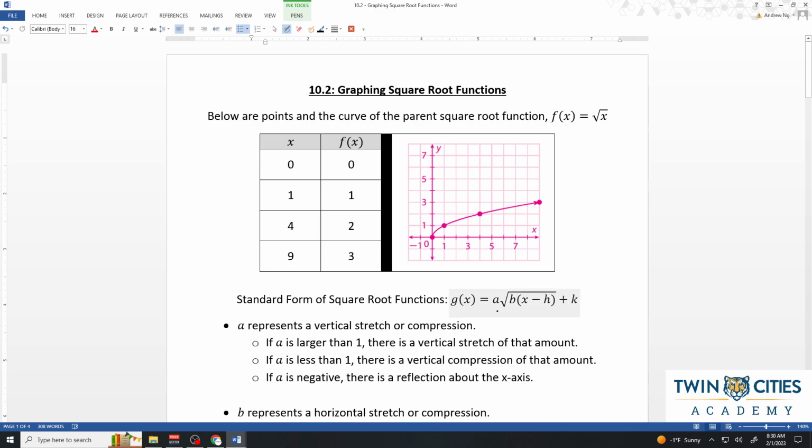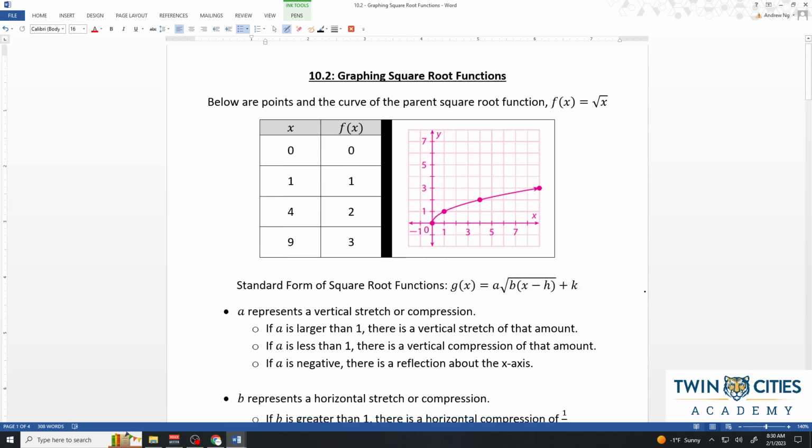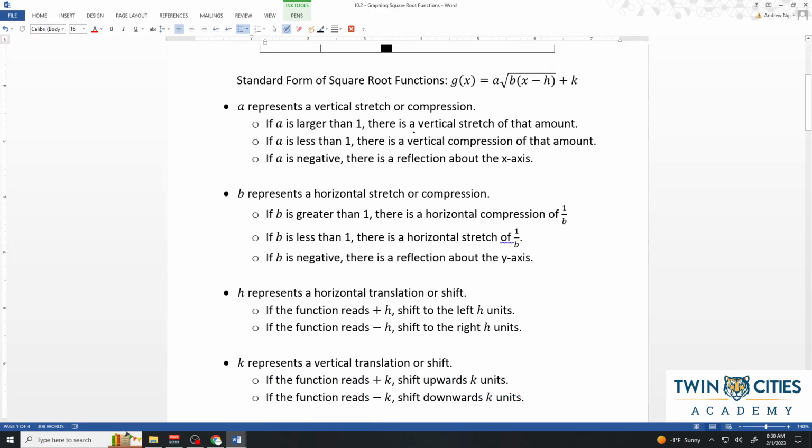g of x equals a times the square root of b times the quantity x minus h, and then on the outside here, plus k. We have seen things like this before in other functions, and it works the same. So a represents our vertical stretch or compression. If a is larger than 1, then there's a vertical stretch of that amount. If it's between 0 and 1, there's a vertical compression of that amount. And if it's negative, then there's a reflection about the x-axis.